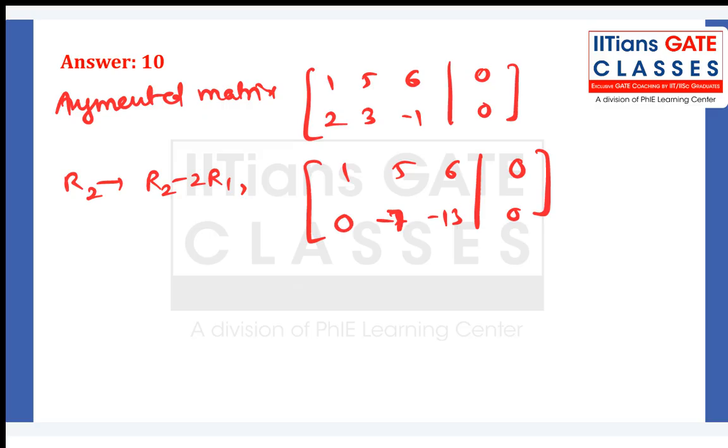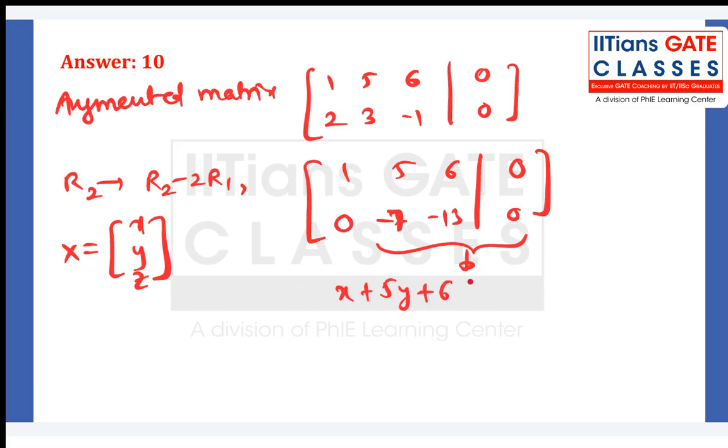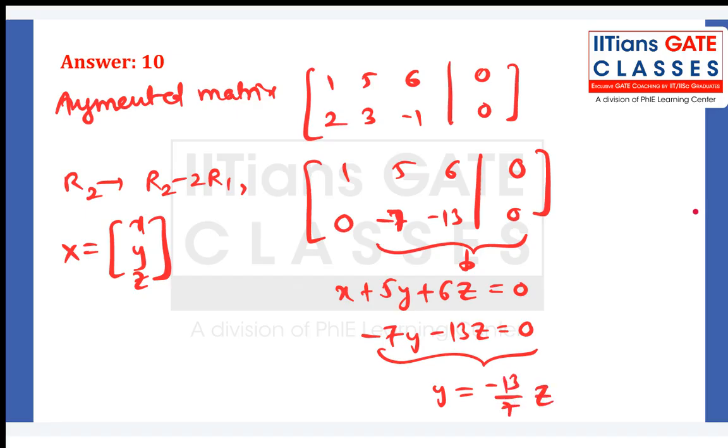The important stuff that you get is from this second row, because basically you multiply this with your (x, y, z) vector, and what you get is minus 7y. So you get this system of equations basically. If you expand this again, x plus 5y plus 6z equal to 0, minus 7y minus 13z equal to 0. Okay. From here you can get y as minus 13 by 7 into z. Okay. And you just put it back.